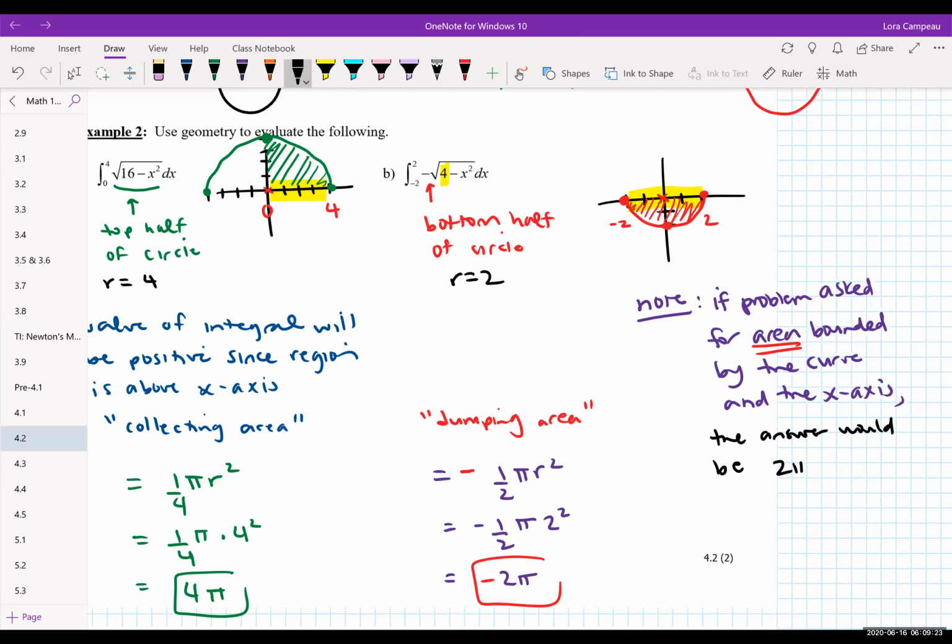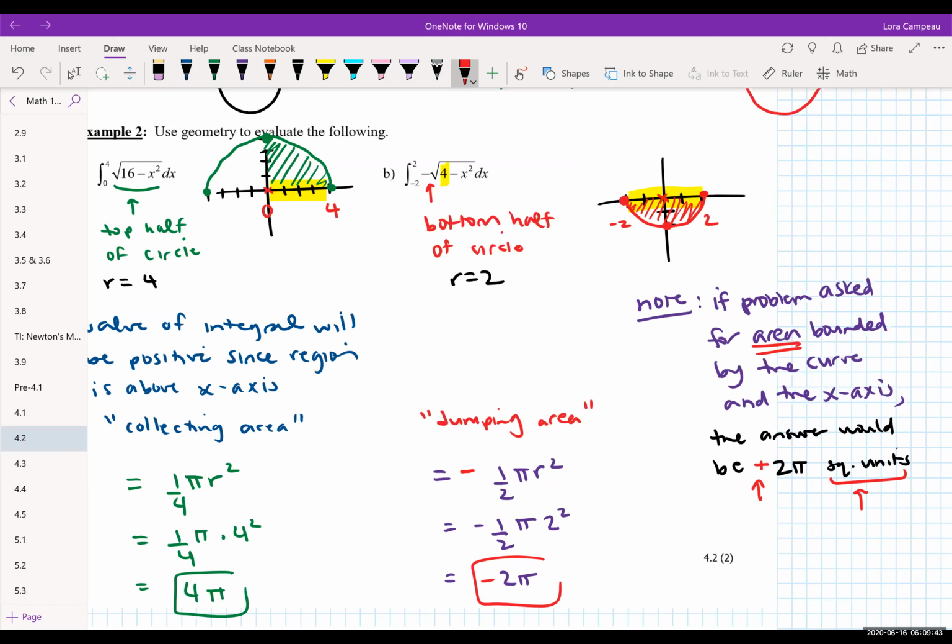Would be positive 2 pi, and we would include the units because they were specifically asking for area. And you don't really have to write the positive sign, but these two things, when they specify area, has to be positive, has to have square units. So something to think about.